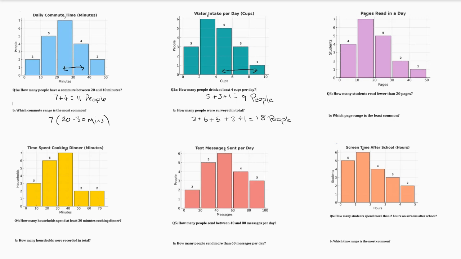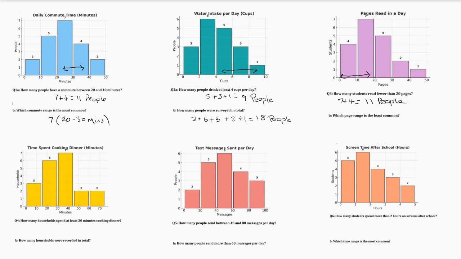How many students read fewer than 20 pages? Less than 20 pages. So what we need to do is go from 20 pages downwards, because it's not asking us for more than 20 pages, it's asking us for fewer, for less. So it's everything between here. That is actually 7 and 4. So it's 7 plus 4, which equals 11 people. Nice and simple.